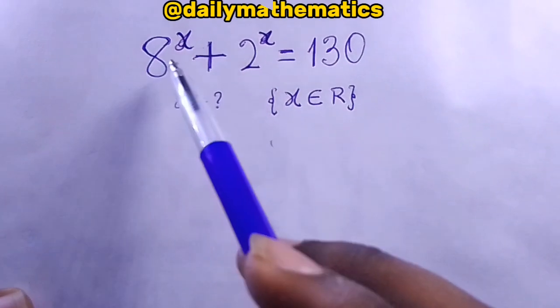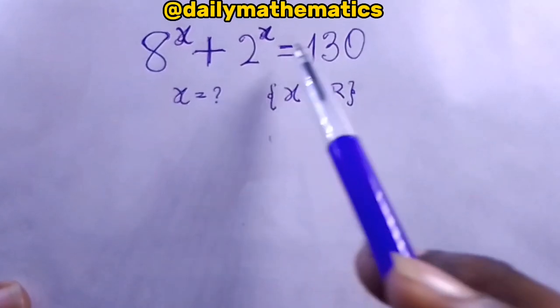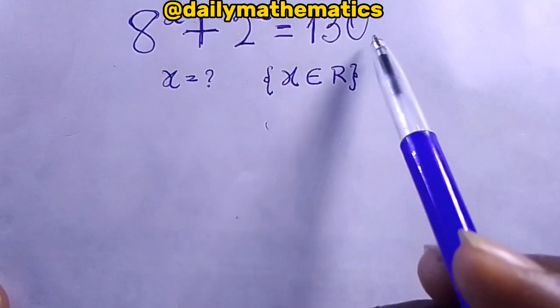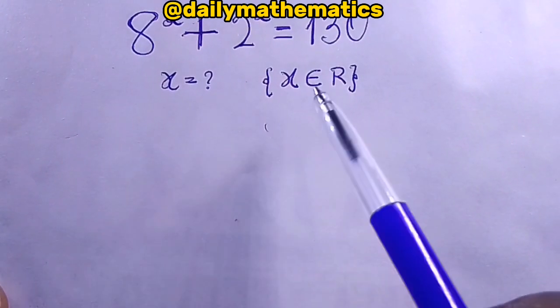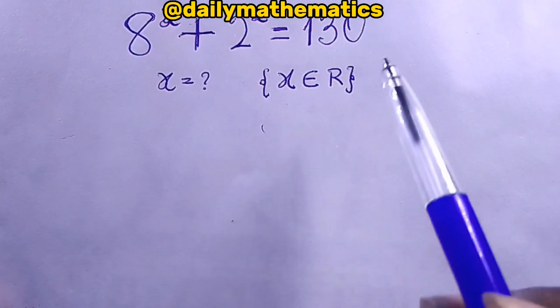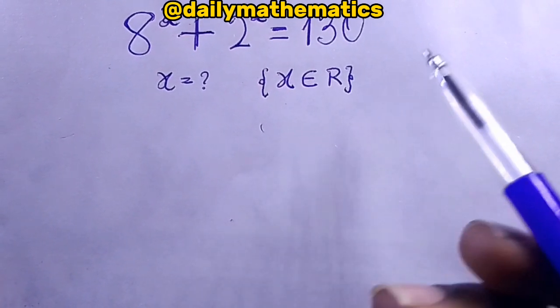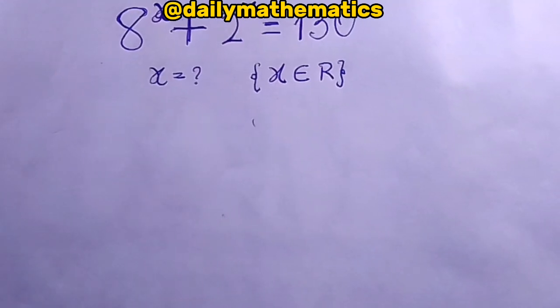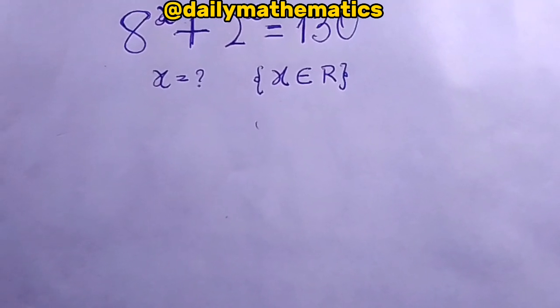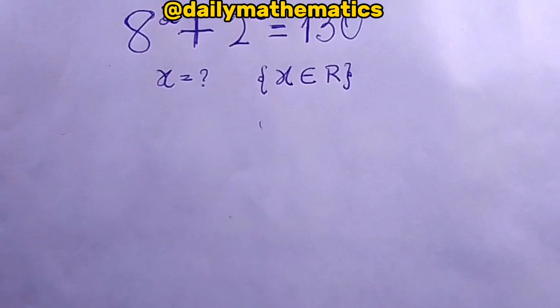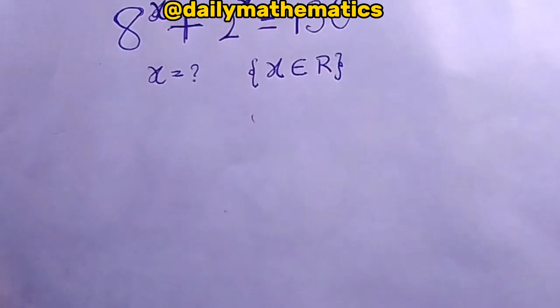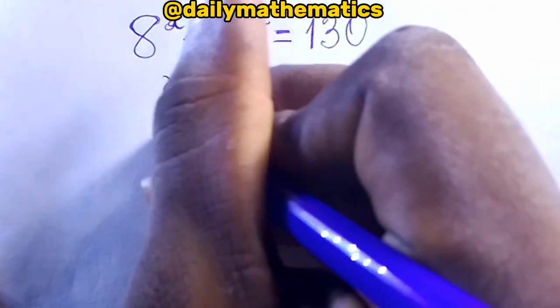8 raised to the power of x plus 2 raised to the power of x equals 130. Find x if x is an element of the real numbers. Hi there, this is Daily Mathematics, and today we want to work out this nice question and find x. Alright, so solution.